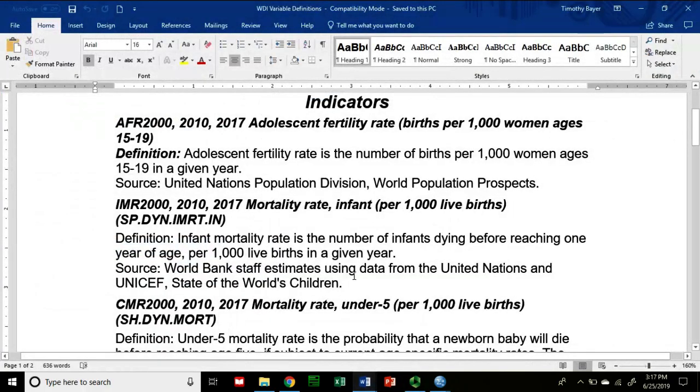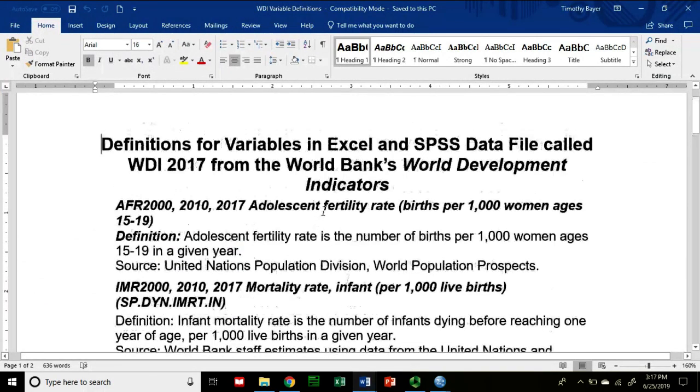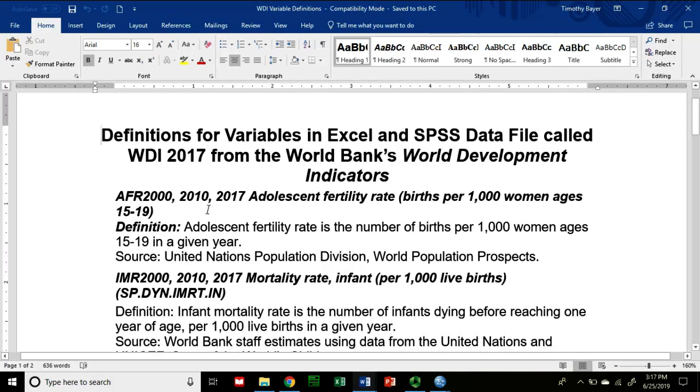In this video, what I'm going to do is go through the variable definitions here that you have, so that you can see what you've got. So in the WDI data file, you're going to find some of the World Bank World Development Indicators variables for various countries, and you can see there's over 200 countries listed.